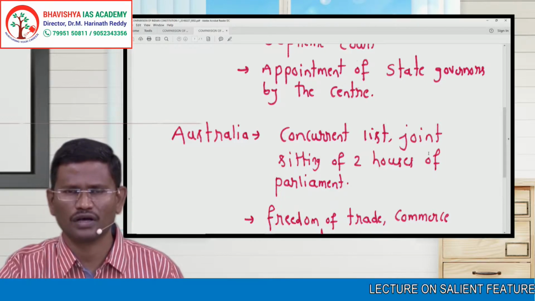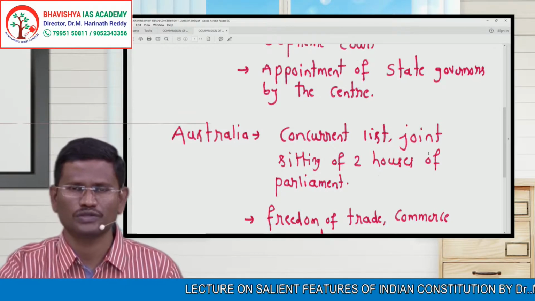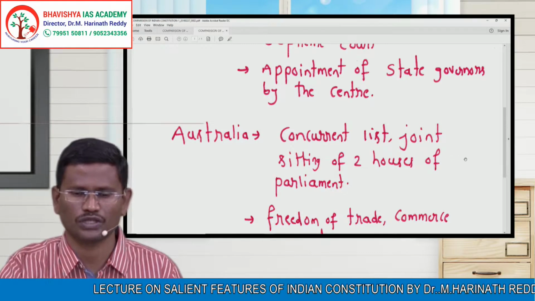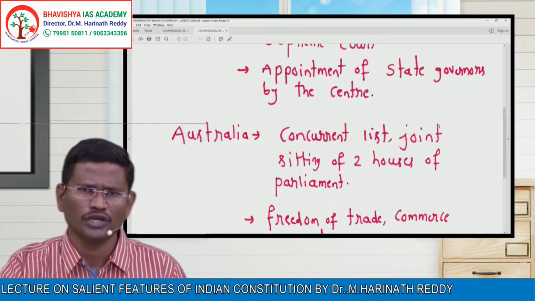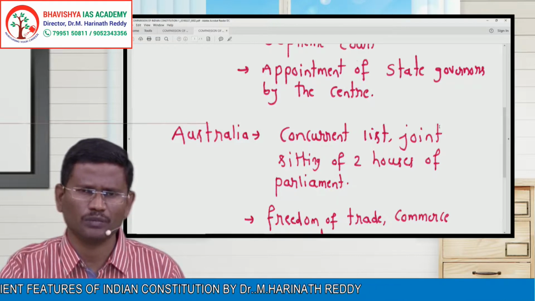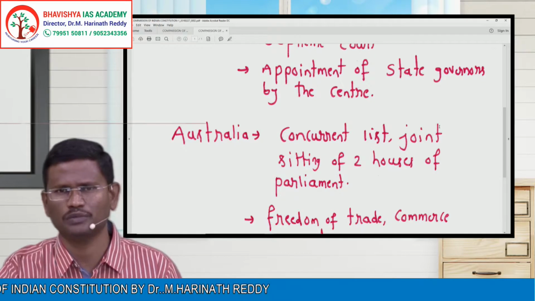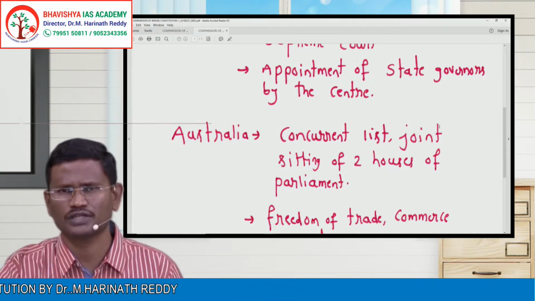So the idea of the concurrent list where the center and the states can make laws is borrowed from the Australian Constitution. Again, if there is a disagreement between the Lok Sabha and Rajya Sabha with respect to an ordinary bill, there is provision for joint sitting.